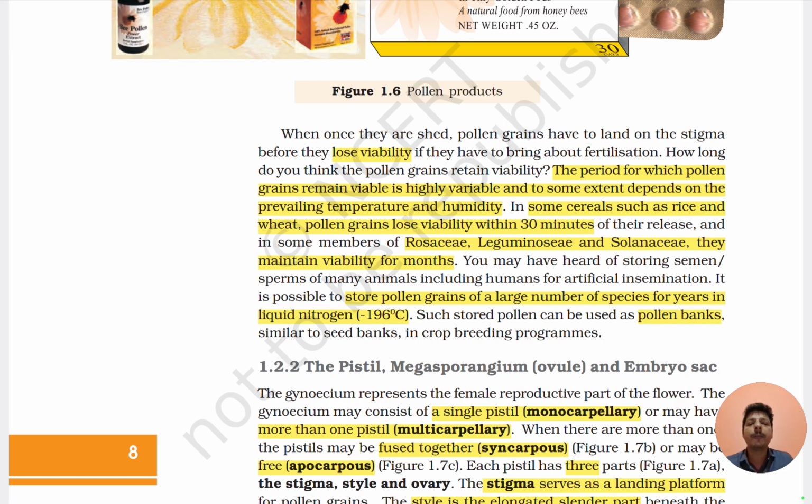We can also store the pollen grains of a large number of species for years in liquid nitrogen, at a temperature of minus 196 degrees Celsius. Then they can be stored for thousands of years. Such stored pollen can be used as a pollen bank, similar to a seed bank, in crop breeding programs.